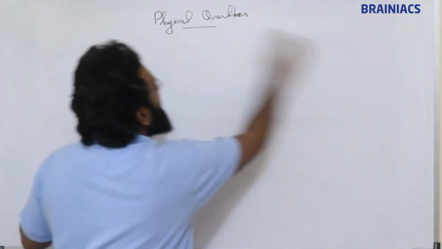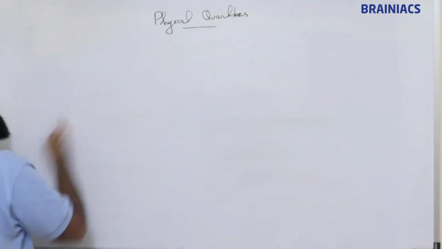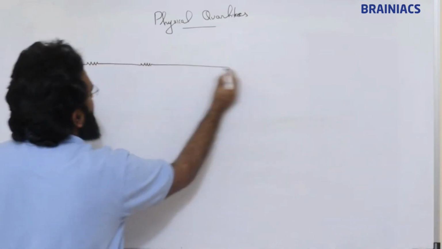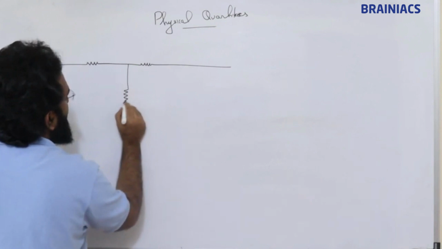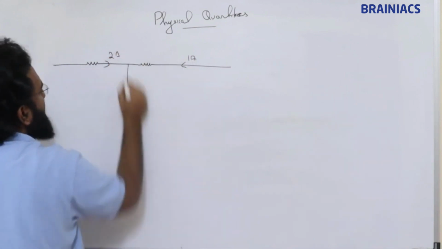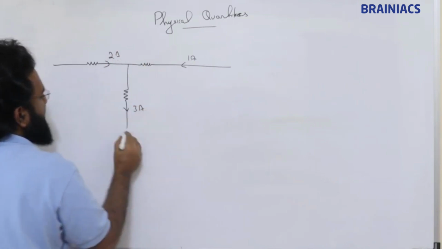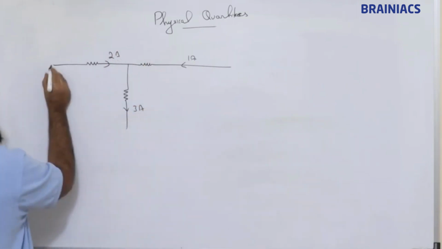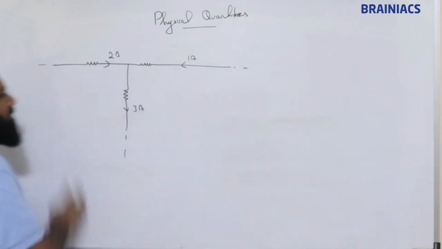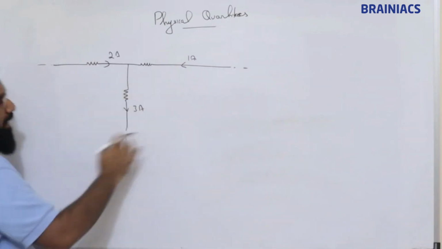What do you think about current? Suppose, we have studied in 10th class, current electricity. If 1 ampere current is coming like this, 2 ampere current is coming like this, they will join and go as 3 ampere current. This is a part of a circuit; a full circuit cannot exist like this. So 2 ampere is coming, 1 ampere, 3 ampere.